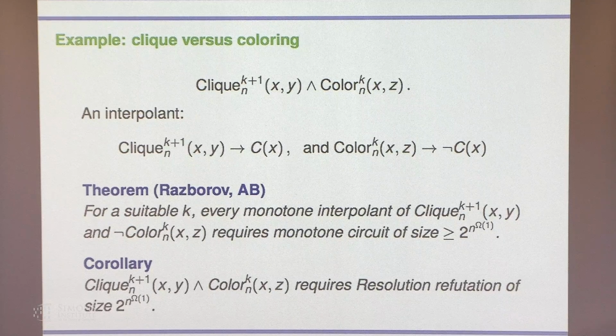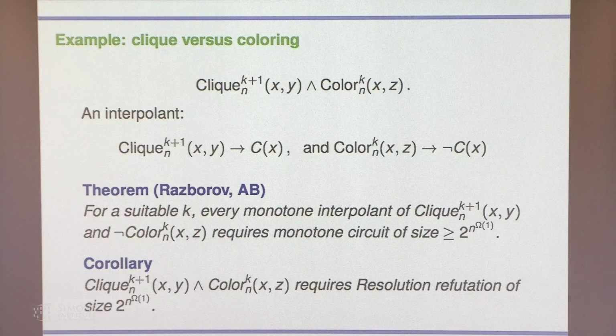For Frege system, for example, it's known that Frege doesn't even have interpolation by general Boolean circuits. Okay, so even if you prove, modulo some assumptions, lower bounds for general Boolean circuits, it will not give you lower bounds for Frege.